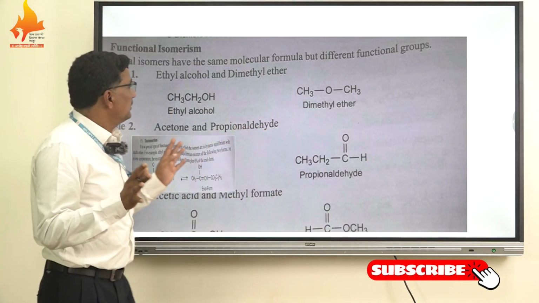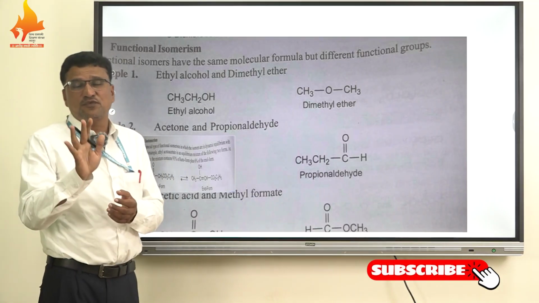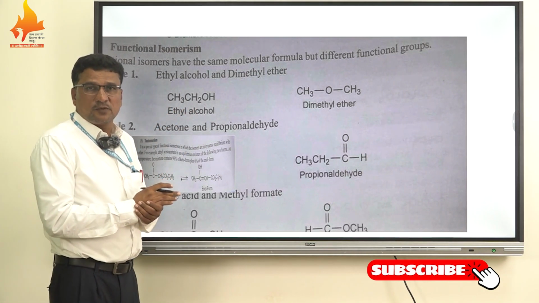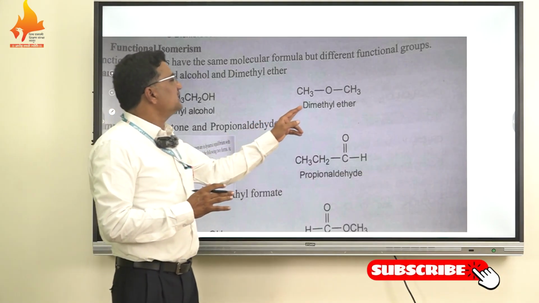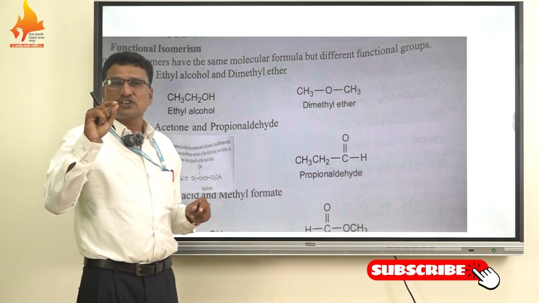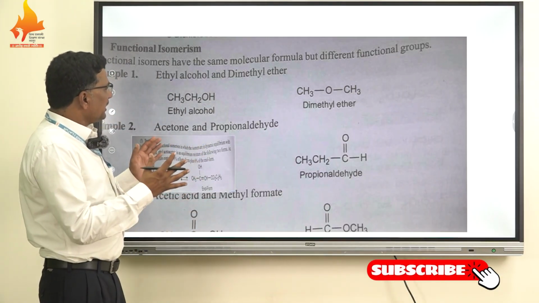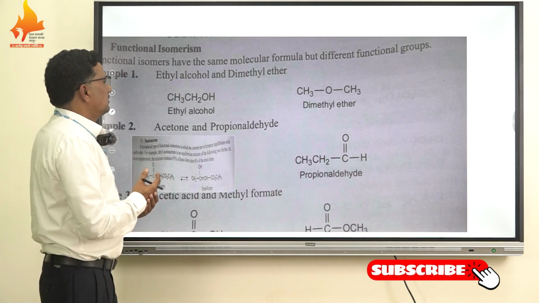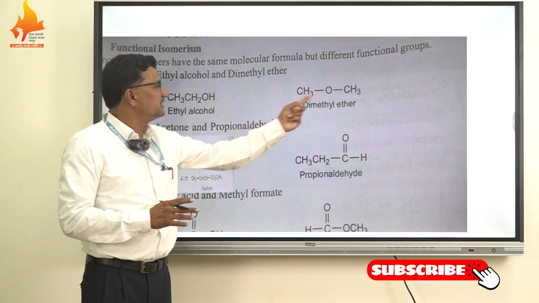Very interesting. Now see the first example, which will bring out the clear concept of functional isomerism. CH3CH2OH obviously belongs to alcohol, as the functional group OH is there. In the other example, CH3-O-CH3, this functional group designates an ether. If you look at these 2 examples, they have the same number of carbon, hydrogen and oxygen: 2 carbons, 6 hydrogens, and only 1 oxygen in both cases.